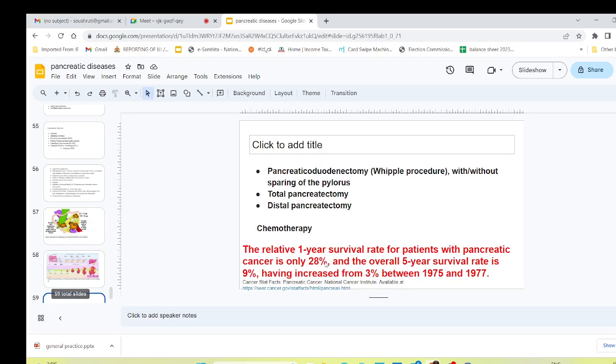Next we will discuss the small intestinal and large intestinal disorders.